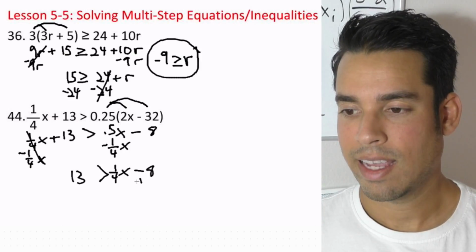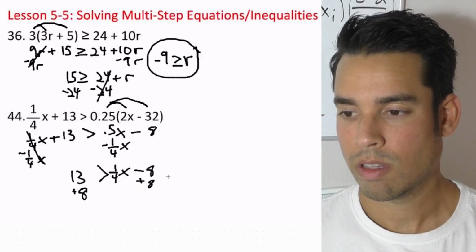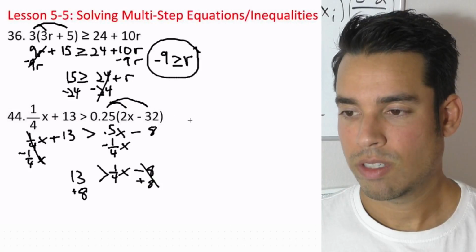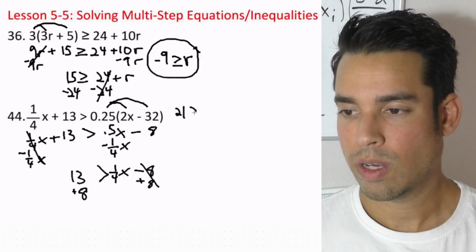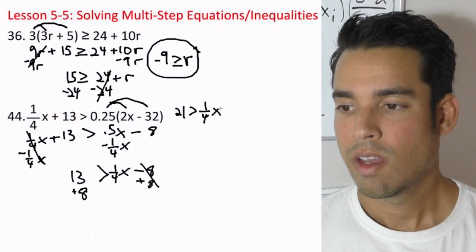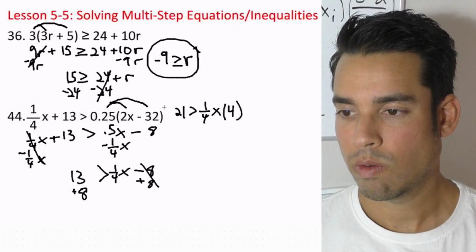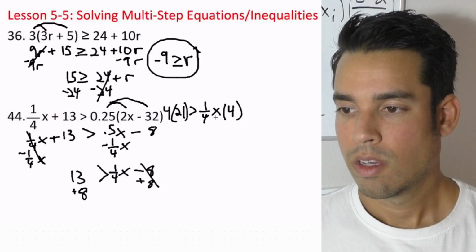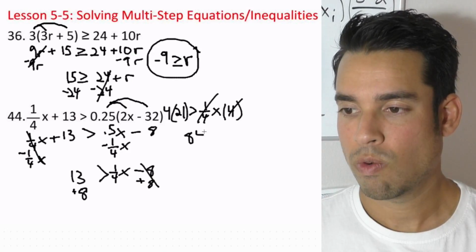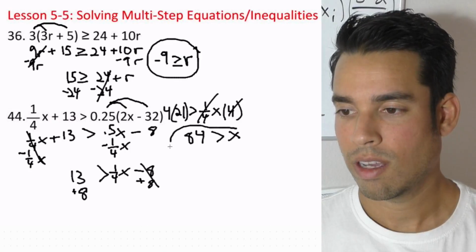Now we got to add 8 to both sides. We get rid of the 8 before the 1/4. These guys are gone. Now we have 8 plus 13 is 21 is greater than 1/4 x, or 1/4 x is less than 21. Finally, we multiply by that reciprocal, which is 4/1, or 4. So these guys now cancel out. 4 times 21 is 84. So x is less than 84.